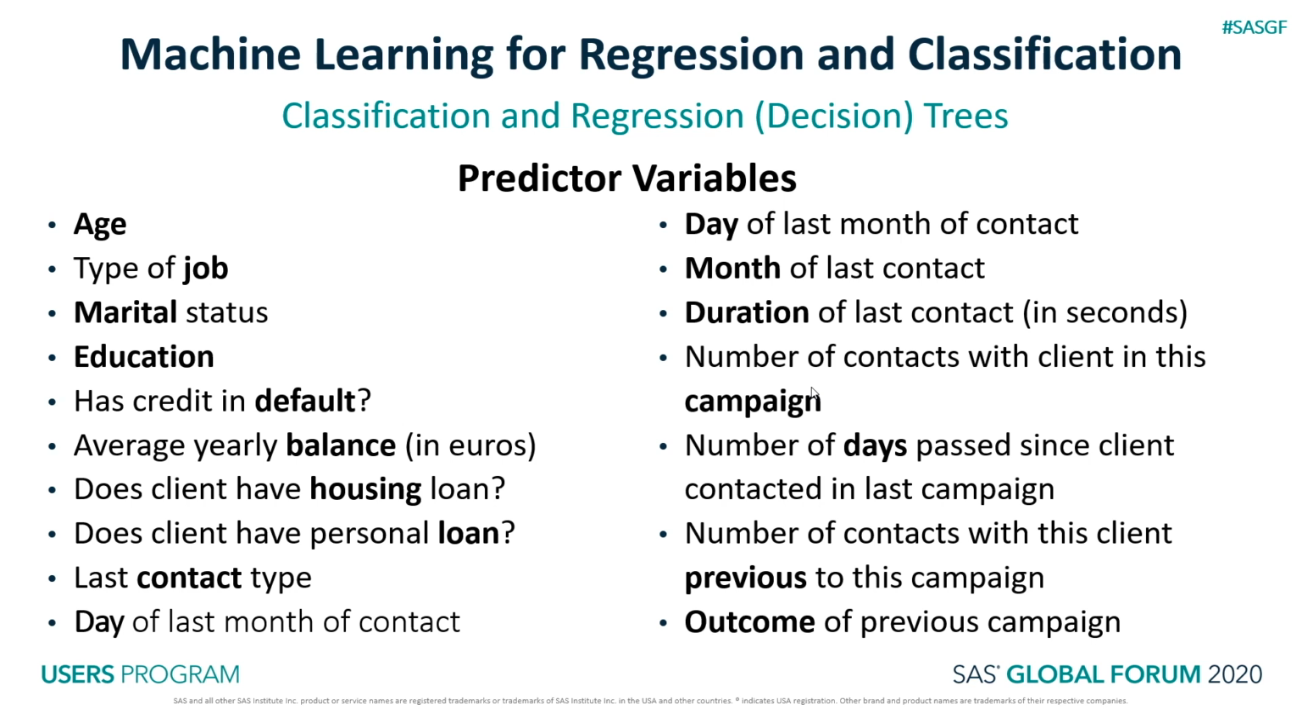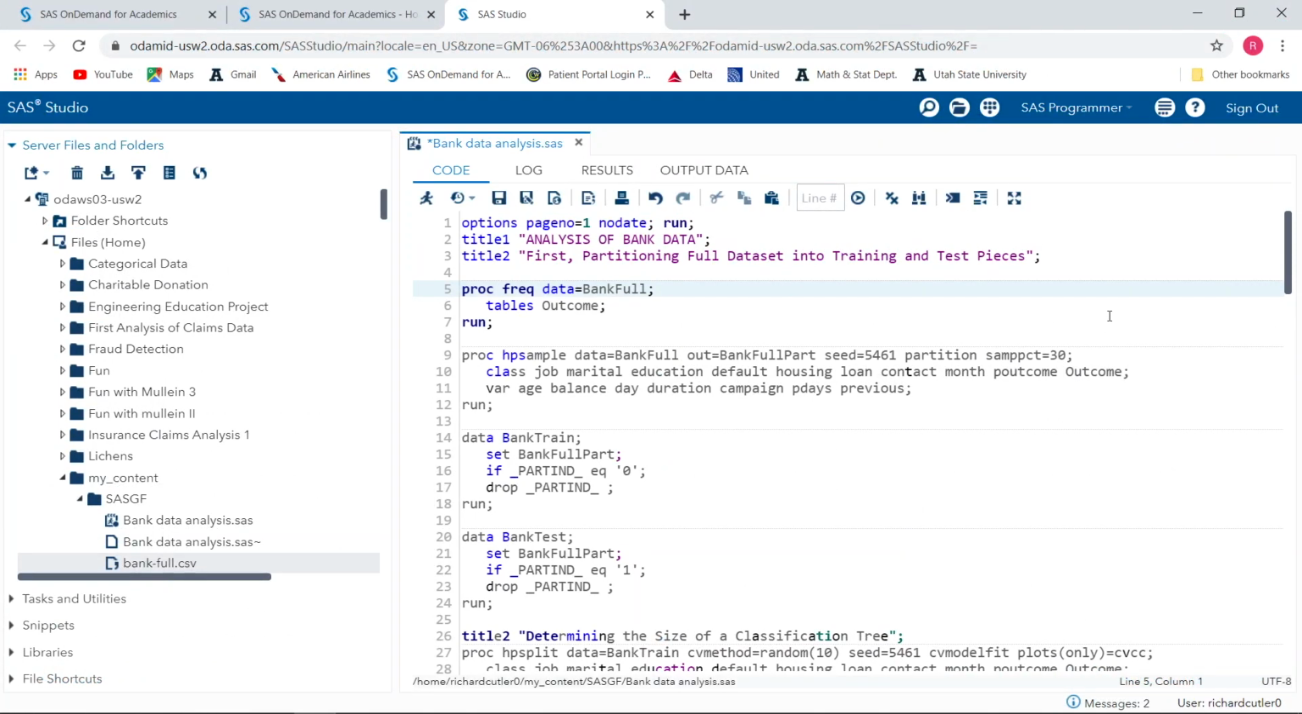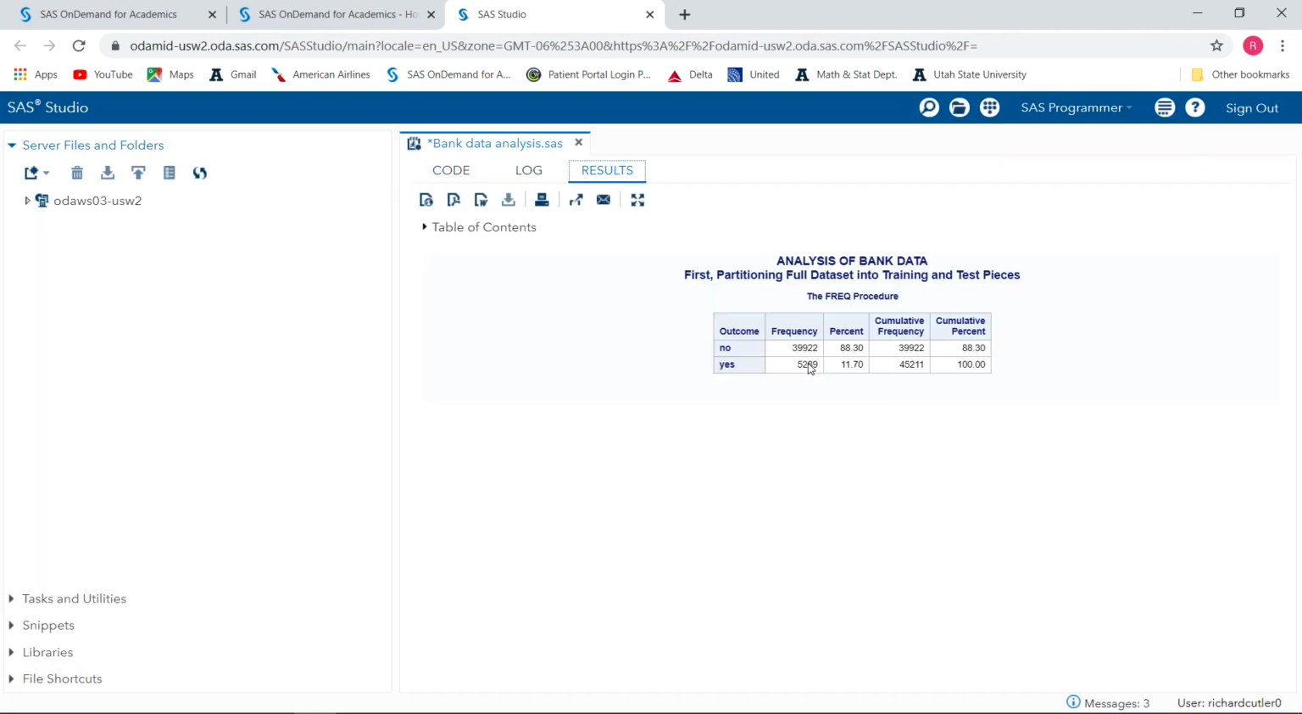Okay, so that's the setup, and now let's skip to the analysis in SAS using SAS On Demand. I have set this up in SAS On Demand, so I've already written the code, and let's take a quick look at the data set. In particular, I want to look at the outcome variable, which is yes if they took out a term deposit and no if they didn't. I suspect that many more people would say no than would say yes. And so let's actually run that and see.